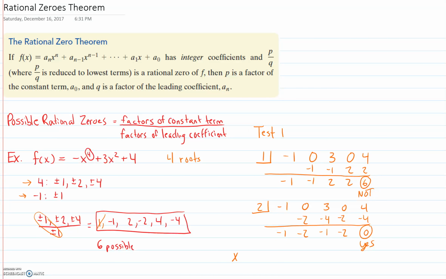So now we can start to write this. X minus 2 times, now we see what we got with synthetic division for our coefficients. And we have negative x to the third minus 2x squared minus x minus 2. And then we do this whole process again. Go through, see what the possible zeros are. We already know that positive 2 is one of them. And we can break this down even further.